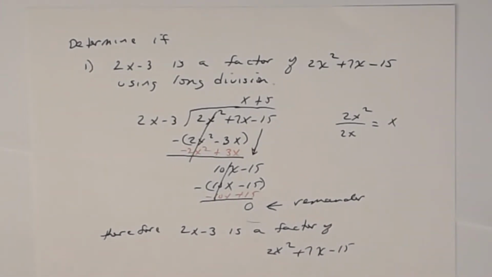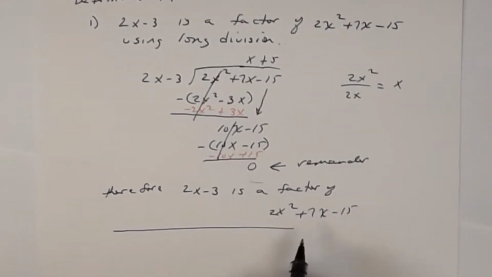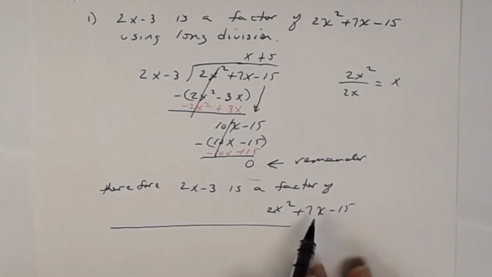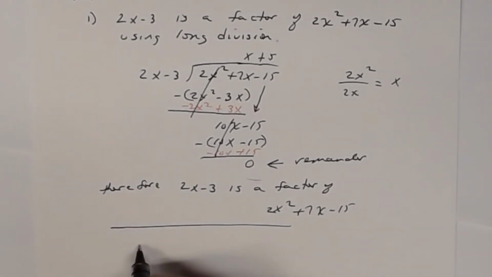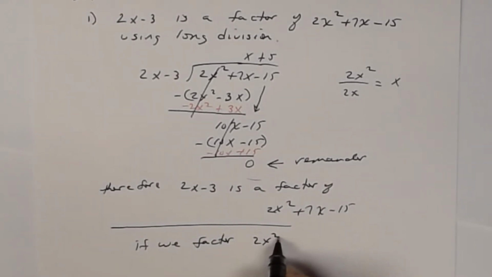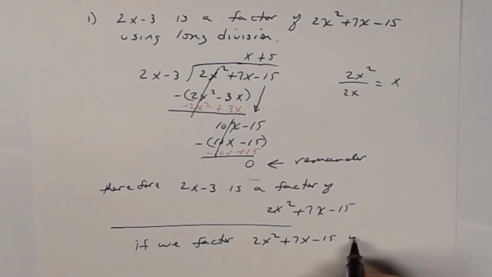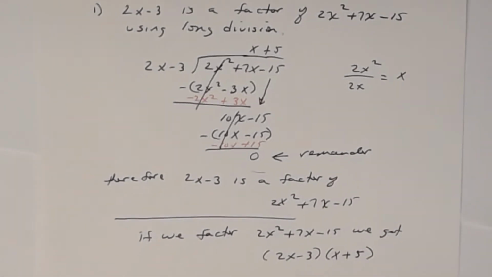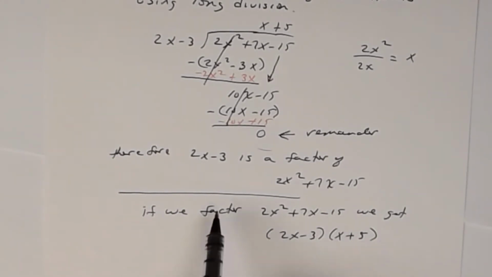In fact, I just want to remind you about something. So we're done with this problem, but I just want to remind you about something. See, this is an easy trinomial, right? And so if you factor this, and it is factorable, I want you to see something. So if we factor 2x squared plus 7x minus 15, we get 2x minus 3 times x plus 5. So remember, these are your factors. So there you go. So is 2x minus 3 a factor of this? Yes, because it's factorable as 2x minus 3 times x plus 5.